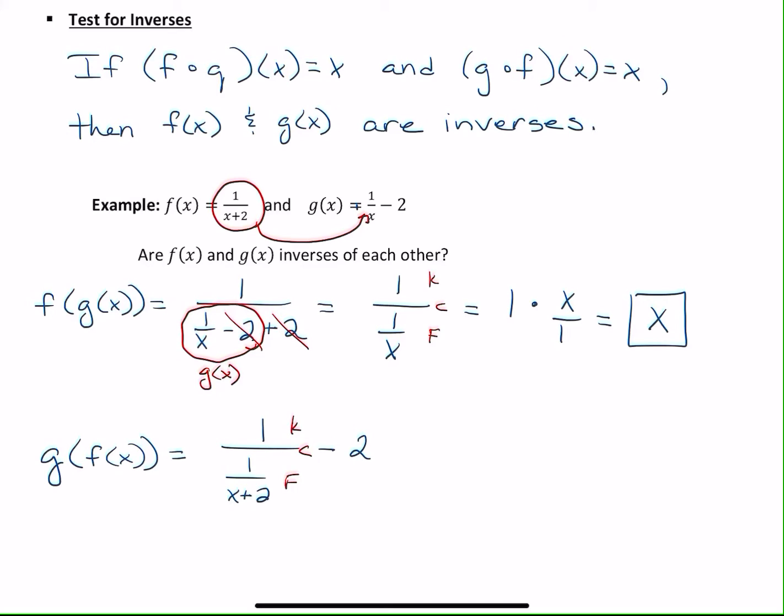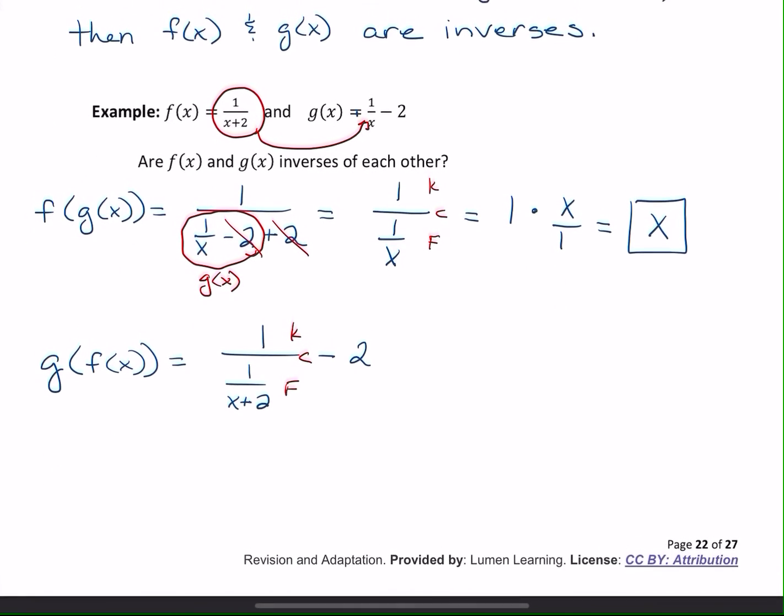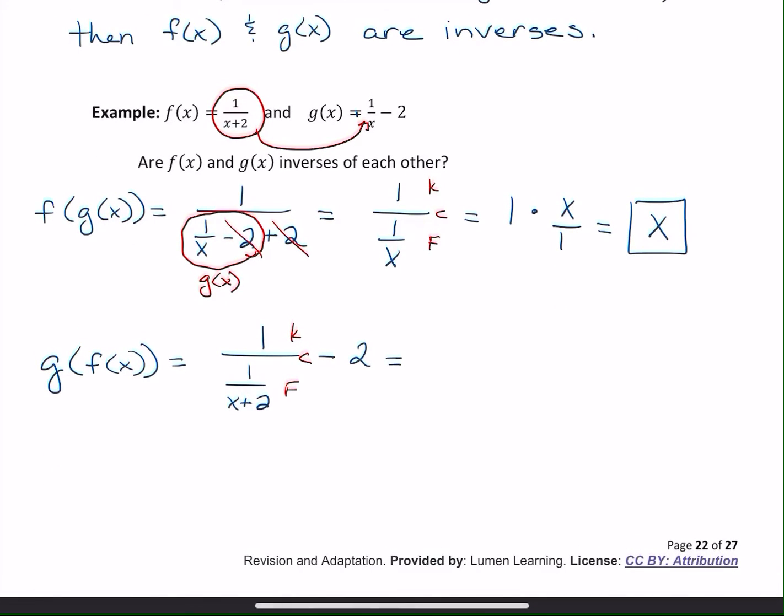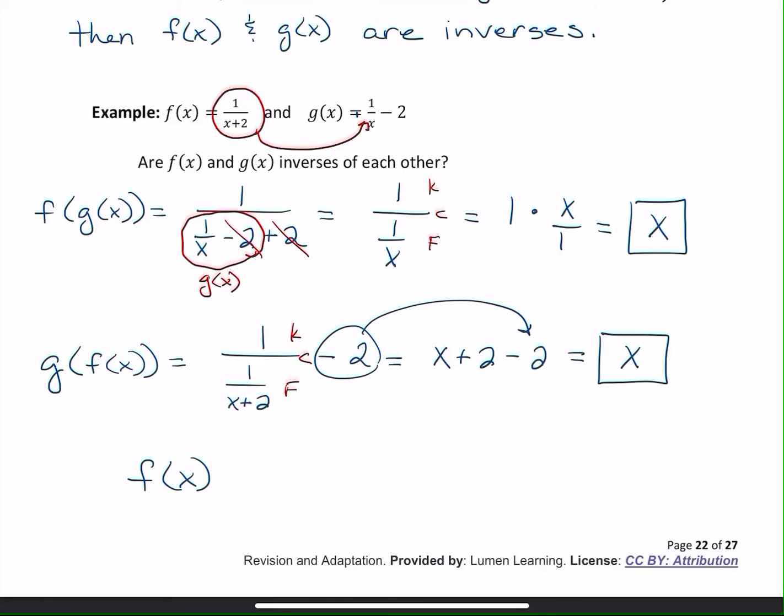And again, that looks kind of nasty, but we're going to do the keep it, change it, flip it first, which is just going to flip that to be x plus 2 over 1 or just x plus 2. And then we've got the minus 2 from here. And then your 2's will cancel each other out, and that leaves you with just x. So yes, they are inverses of each other because the compositions both equal x.